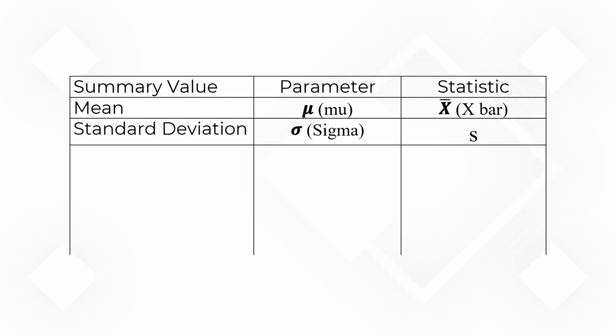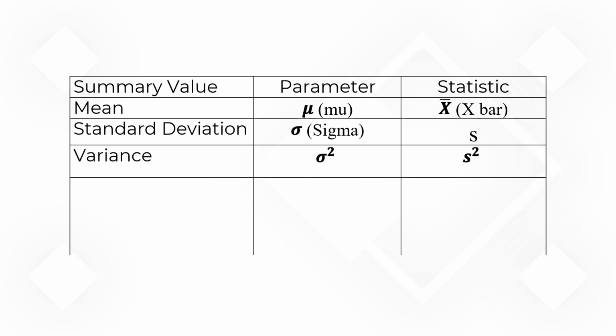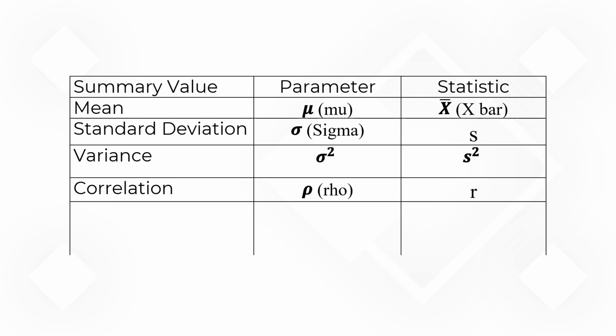If we want to study the standard deviation of our population, the symbol is sigma. However, the standard deviation of our sample, which represents the statistic, is s with a lowercase letter. So the variance of the population is sigma squared, and the variance of the sample, which represents the statistic, is s squared. If we want to study the correlation of the entire population, the symbol of our parameter is rho. However, if we want to study the correlation of our sample, the symbol is r with a lowercase letter.